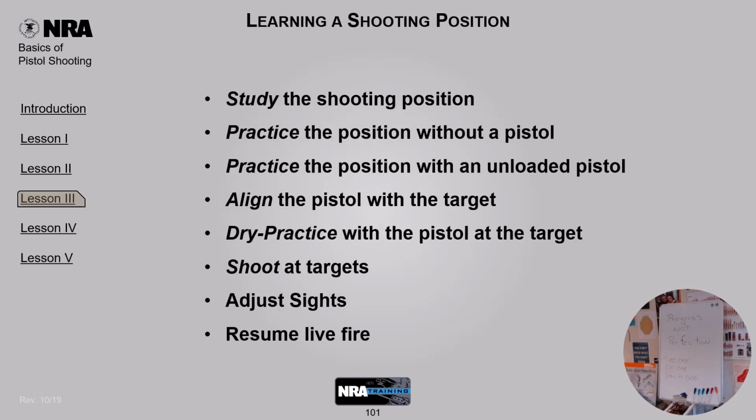All right, so learning a shooting position. When you study the shooting position in your handy dandy book, it has all sorts of pictures. Practice the position without a pistol, like we've been doing here in the classroom. Practice the position with an unloaded pistol, or maybe the plastic ones we have here in class. Align the pistol with the target. Dry practice with the pistol at the target. Again, everything that we've done in class so far. Shoot at targets, adjust sights, and resume live fire.